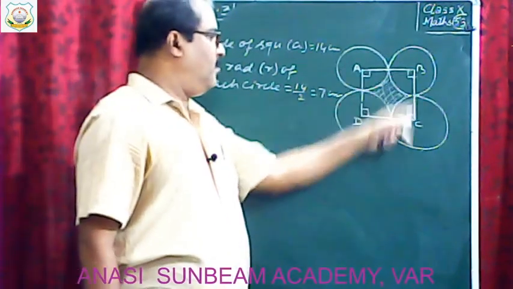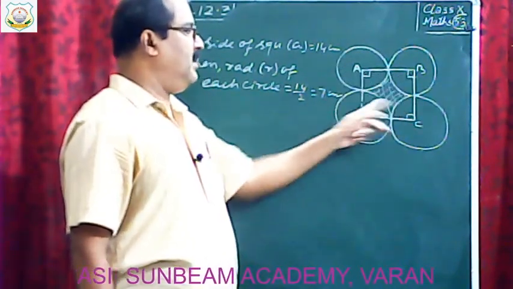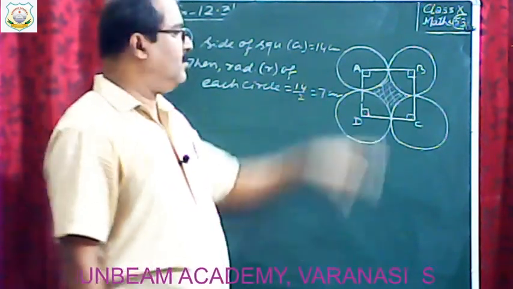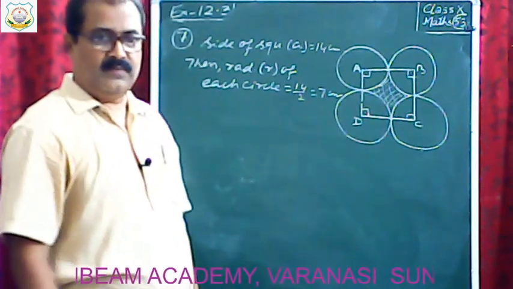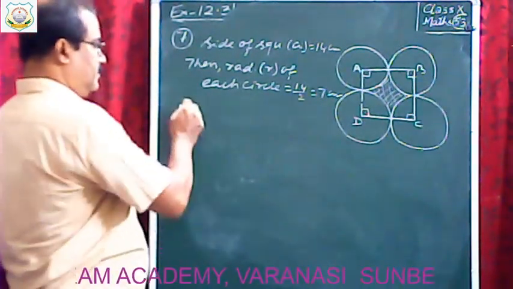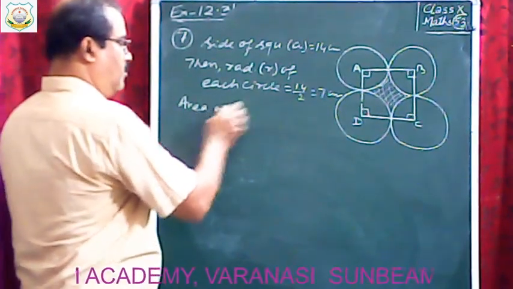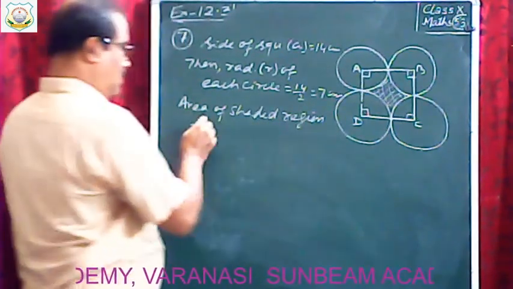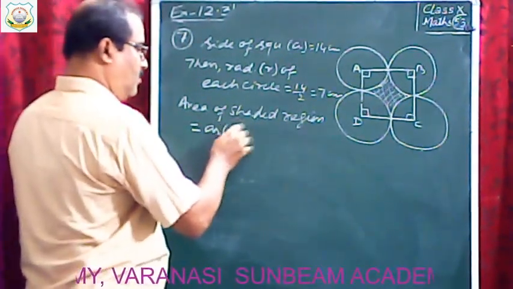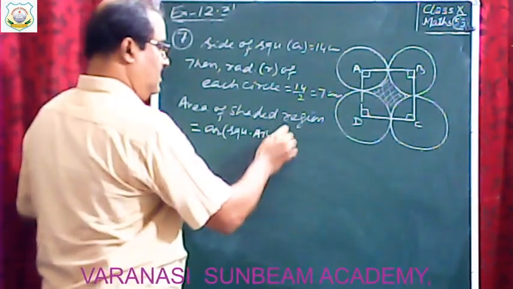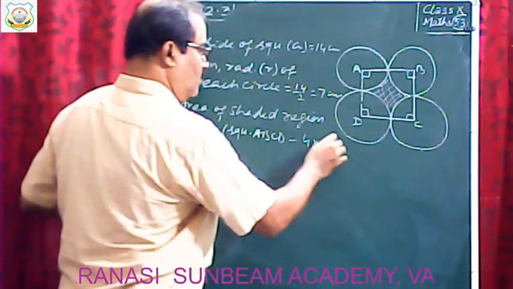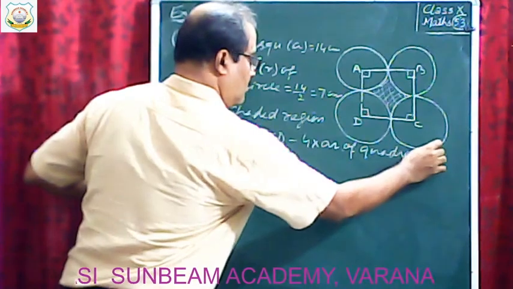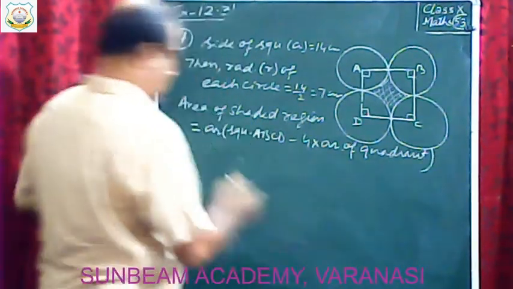Radius of quadrant also we have 7 centimeter. So area of square minus 4 into area of quadrant is equal to area of the shaded region. Very simple. So what you have to write? Area of shaded region equals area of square ABCD minus 4 into area of quadrant. Okay. Now calculate.